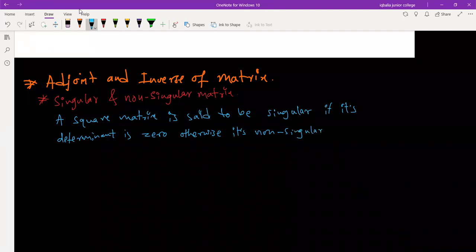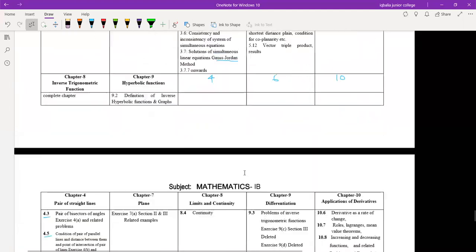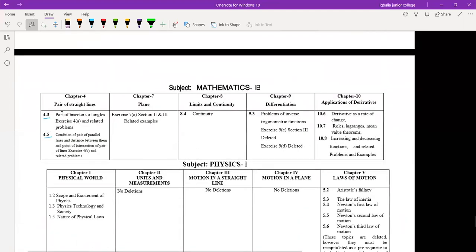Sir, Maths 1B reduced syllabus. Yes, Maths 1B reduced syllabus. You can see here. See, in Maths 1B, the topics from the 4th chapter, 7th chapter, 8th chapter, 9th and 10th are deleted. From the first to the third chapter, there is no deletion. Okay.